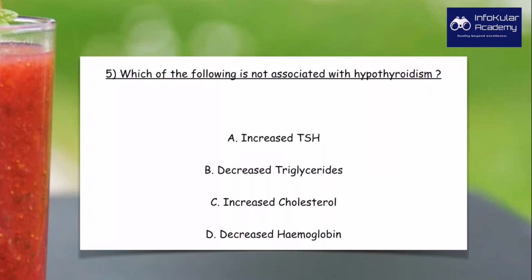Hypothyroidism affects lipoprotein metabolism. It has been seen that with increase of TSH there is a linear increase in total cholesterol level, low density lipoprotein, triglycerides and linear decrease in high density cholesterol. Hence, the answer is decreased triglycerides.